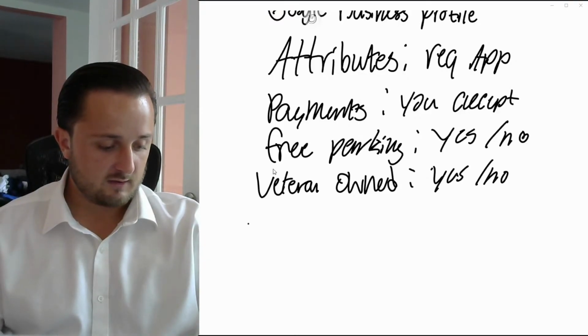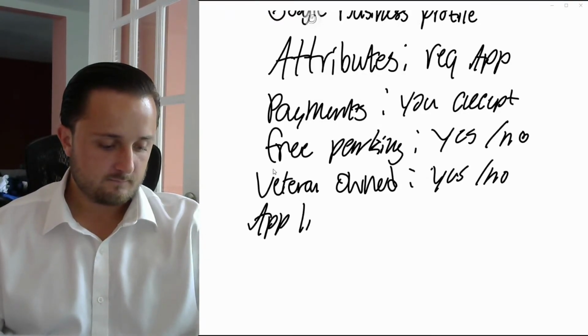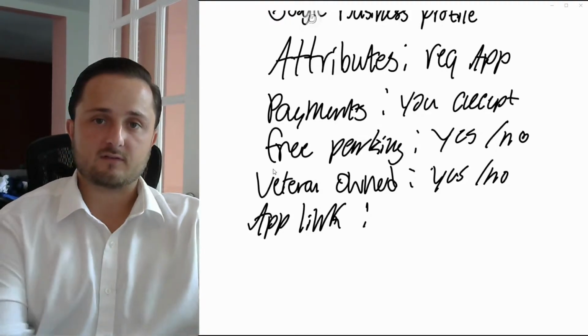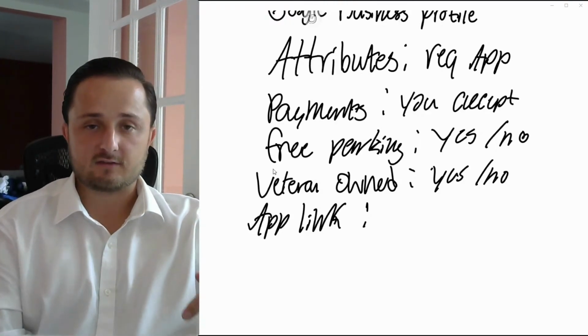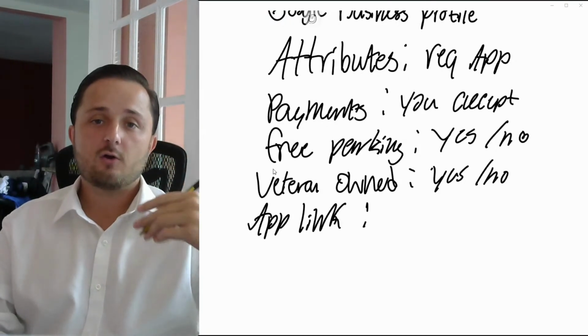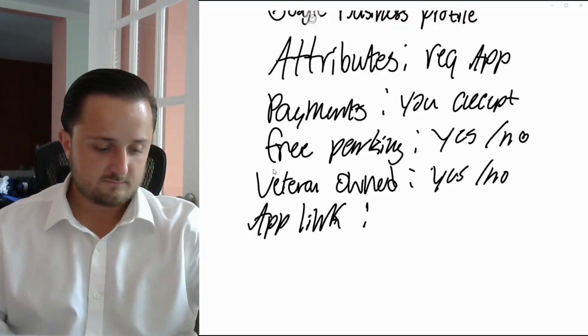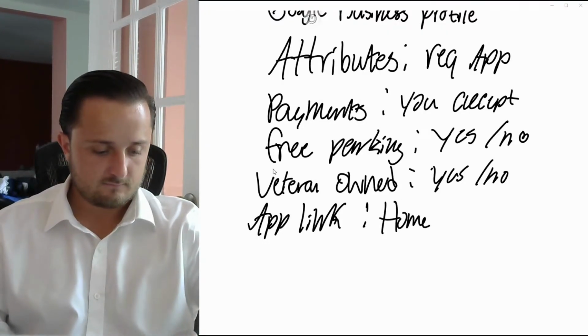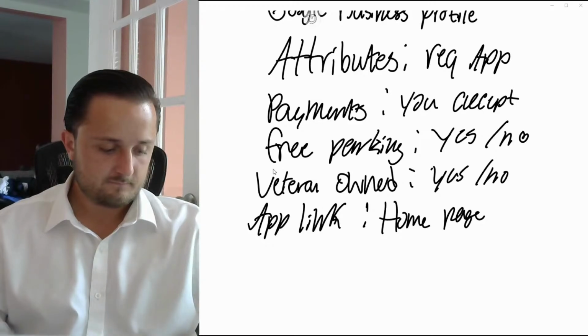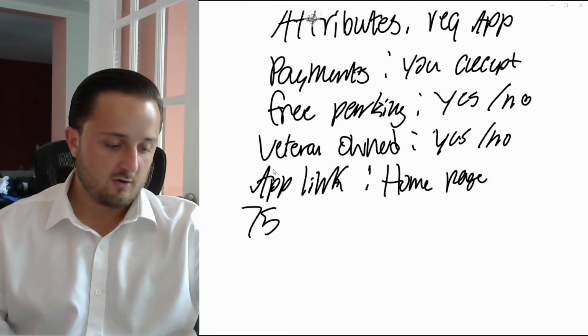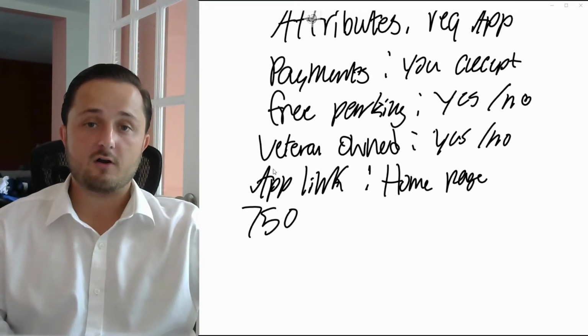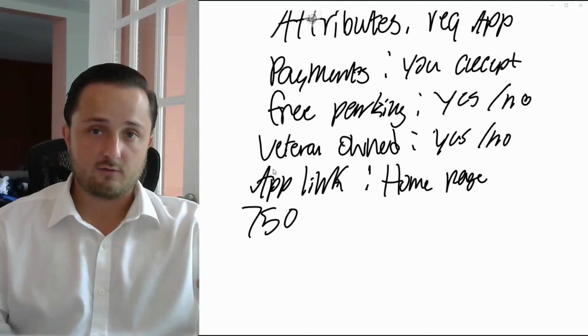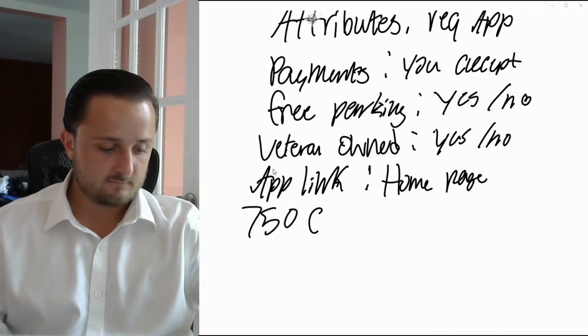Then there's the appointment link. Even if you do not have appointment setting software, you still want to set this to your contact us page, or you want to link it to your home page. You want to make sure all 750 characters of your vehicle wrapping company's Google Business Profile description are filled out.